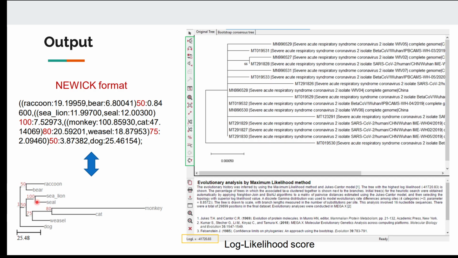And the branch length over the raccoon is 19.19. And the branch length over the bear is 6.8. And these are then connected together. And then you have a bootstrap support of 50. So in 50% of the trees, the raccoon and the bear are grouped together. 50% of the time, they are not. And once the raccoon and the bear are grouped together, the branch length above them is 0.846. The way that you read it, you just read the parentheses from the innermost parentheses all the way to the outermost. So this is a format where you can copy this and paste onto many online tools, and they will draw the tree for you.